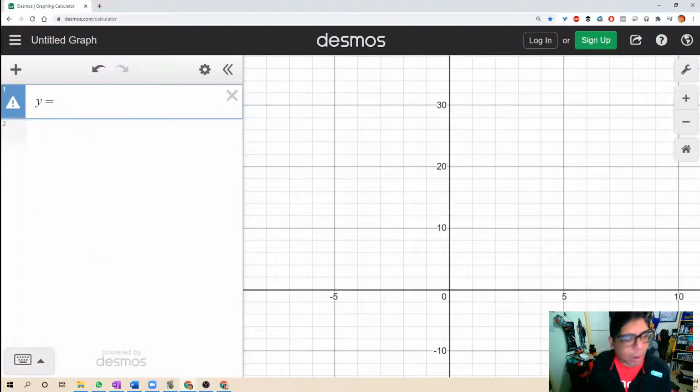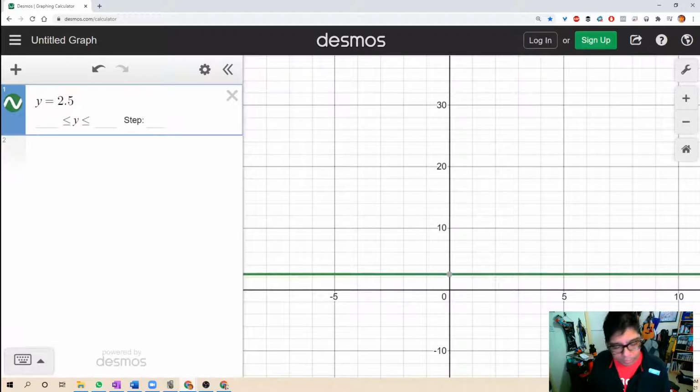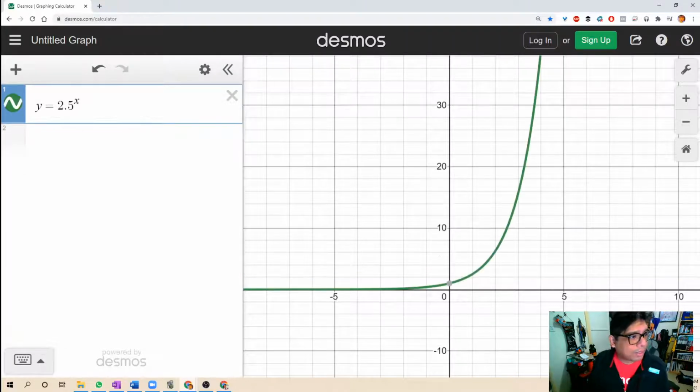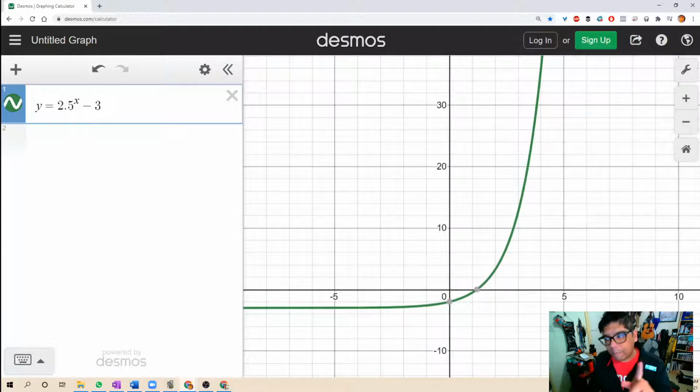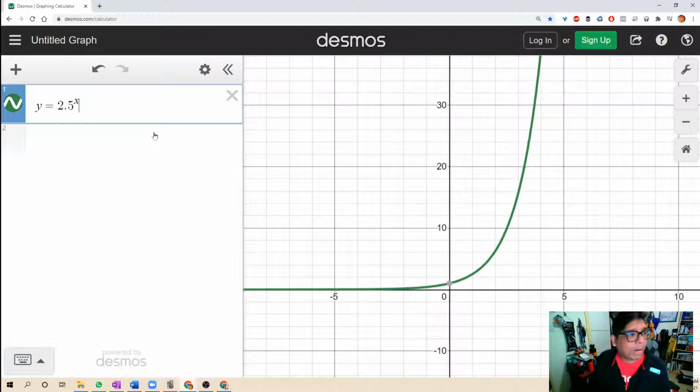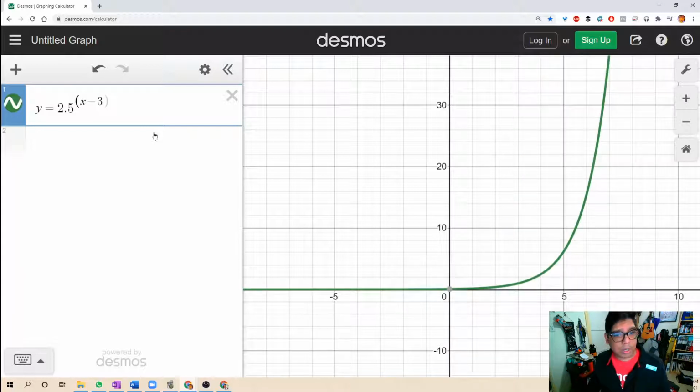and let's graph y equals 2.5 to the power of x minus 3. Now take a look at what happened here, because this is kind of typical. The minus 3 is no longer in the exponent. So I have to make sure that the minus 3 is up there in the exponent part. I think what I need to do is put parentheses around it. So (x minus 3), so that it'll stay up there. All right, so that works.